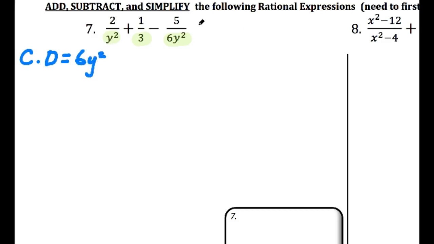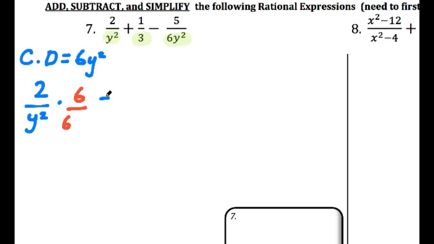What we're going to have to do is take each of these fractions and multiply them by something. I think we're going to run out of space here, so let me move down. We've got to think about what we can multiply the first fraction's denominator, y squared, by to give us 6y squared. The answer is 6. So we're going to rewrite 2 over y squared, multiplying the top and bottom by 6, because 6 times y squared is 6y squared.